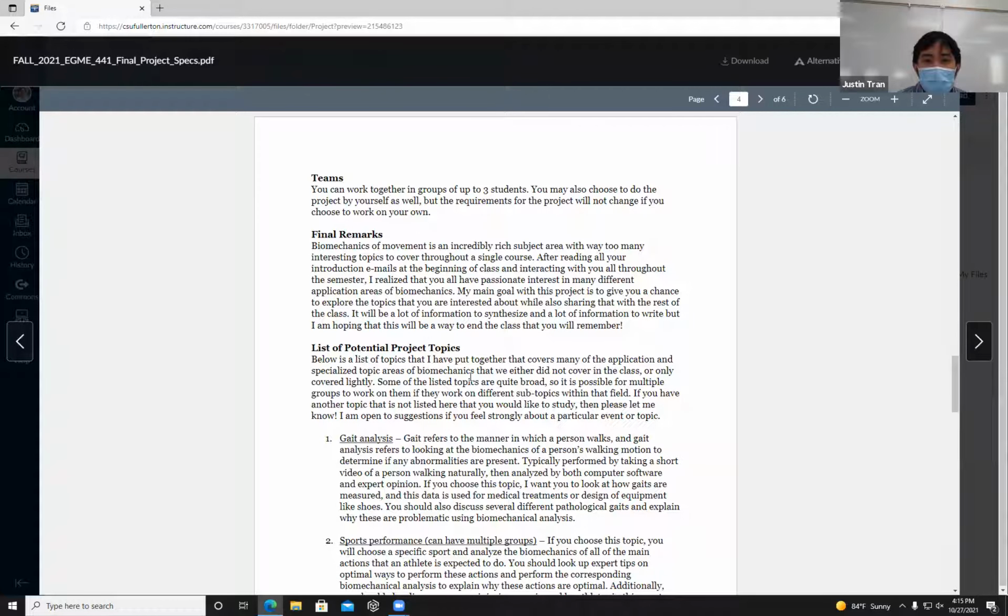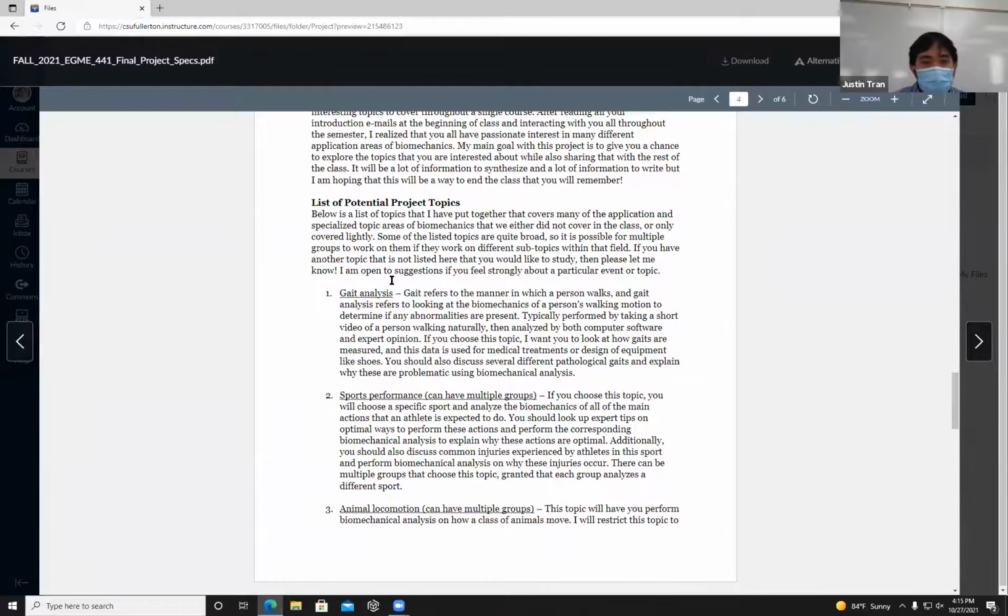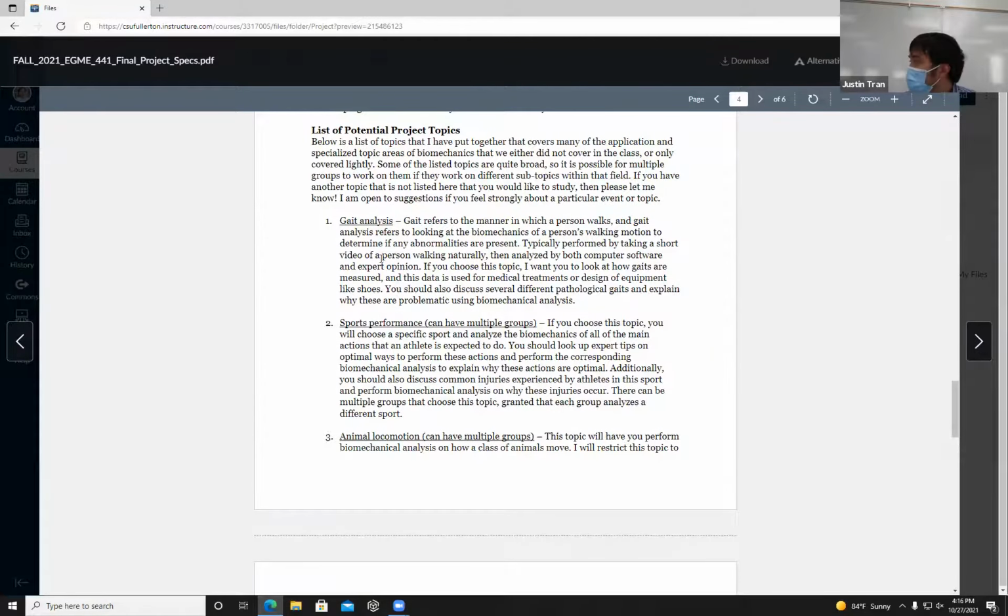Okay. The requirements of the project are not going to change, depending on how many group members you have. If you work together with more people, then I think it helps to spread the work around a little bit better. But of course, if you want to go by yourself, then that's totally fine too. Okay. All right. Any questions before we go over the topics?